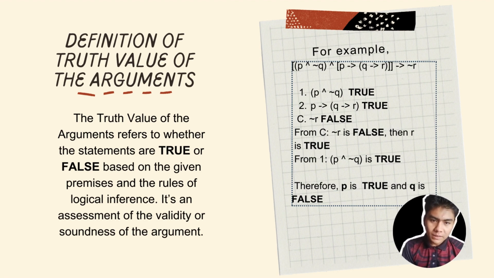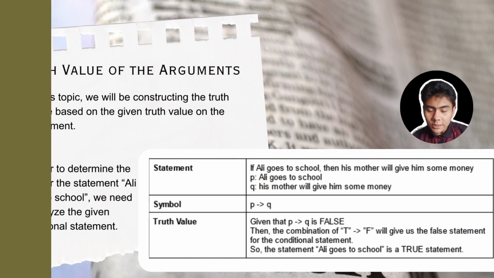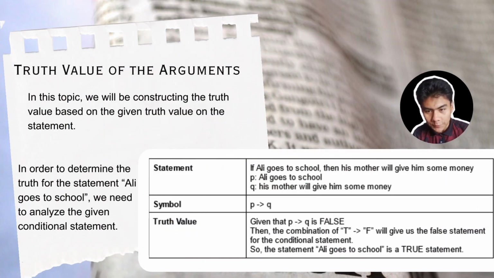For example, in this question I have two premises. The first premise is P and negation Q, which is true, and the second premise is P implies Q implies R, which is also true, but the conclusion negation R is false. From the conclusion negation R is false, then R is true. From premise 1, P and negation Q is true. Therefore, P is true and Q is false. In this topic, we will be constructing the truth value based on the given truth value on the statement.